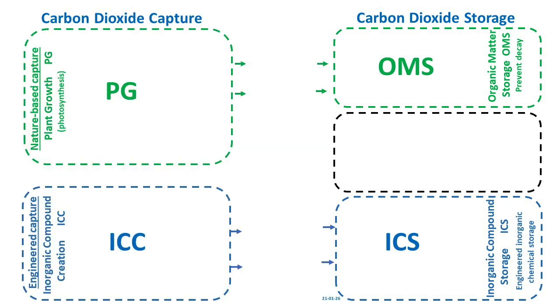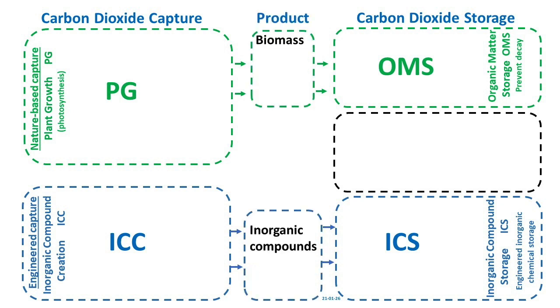We can put together what we've done thus far and see capture and storage and how they line up and relate to each other. Between these processes or activities of capture and storage, we have product, we have physical materials: biomass in the case of plant growth, and inorganic compounds in the case of the engineered carbon capture. Biomass contains energy and can be redirected. If it is burned completely to ash, it becomes totally carbon dioxide again.